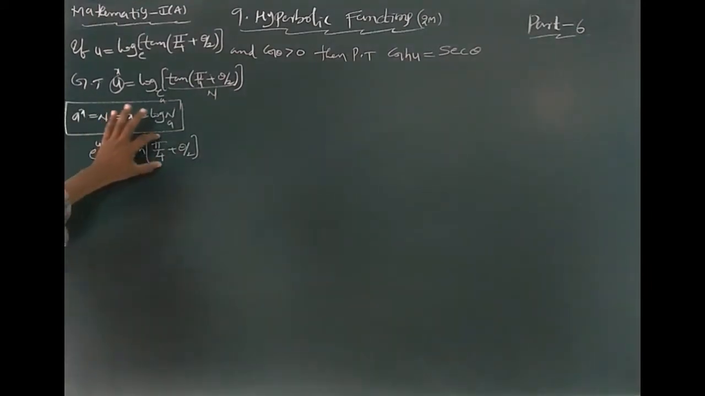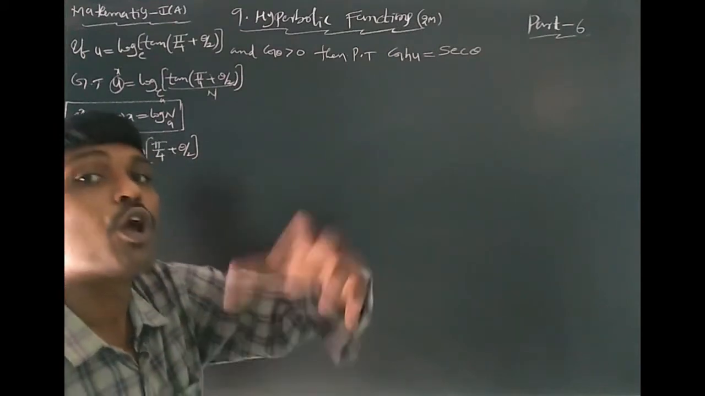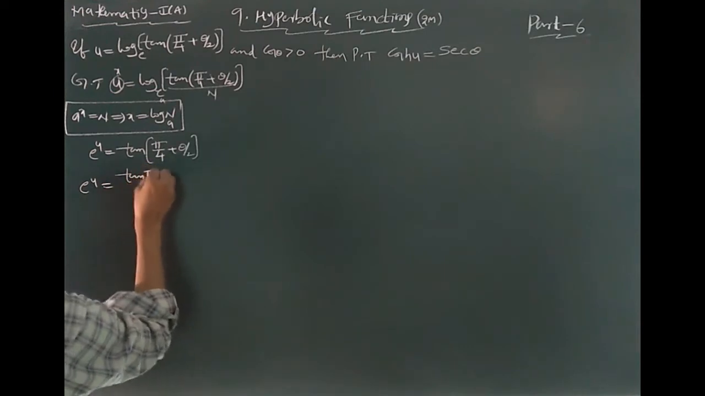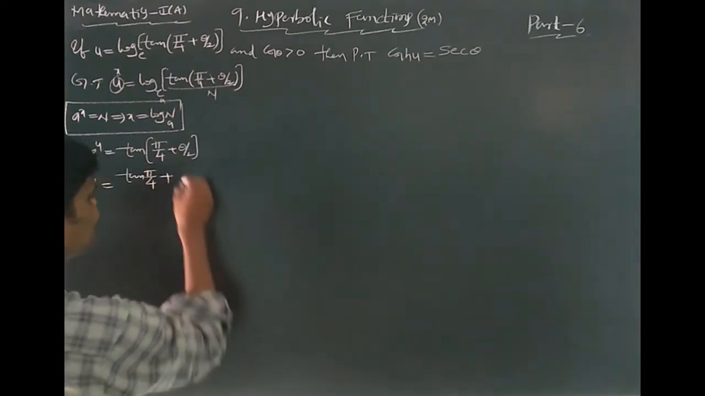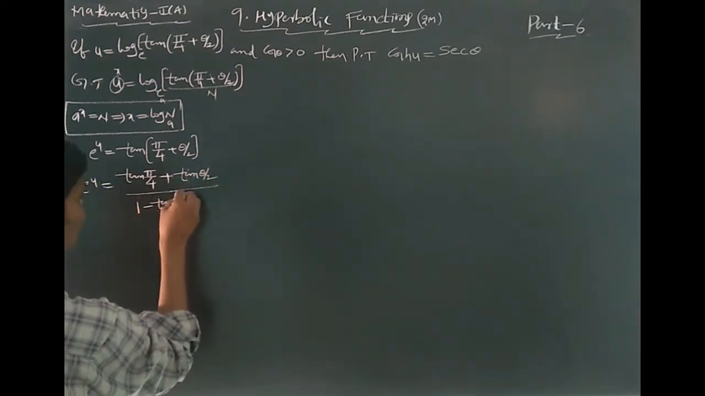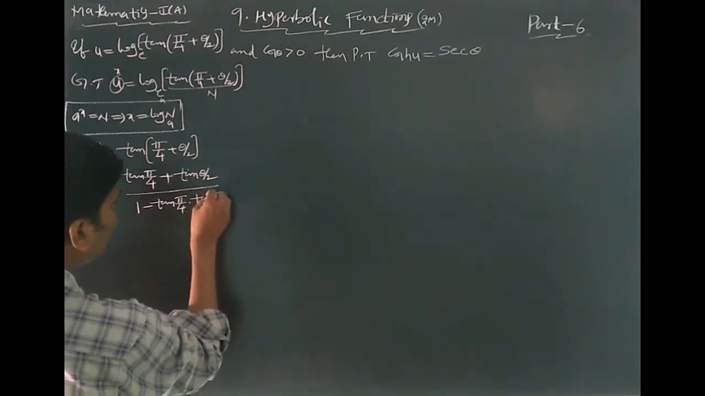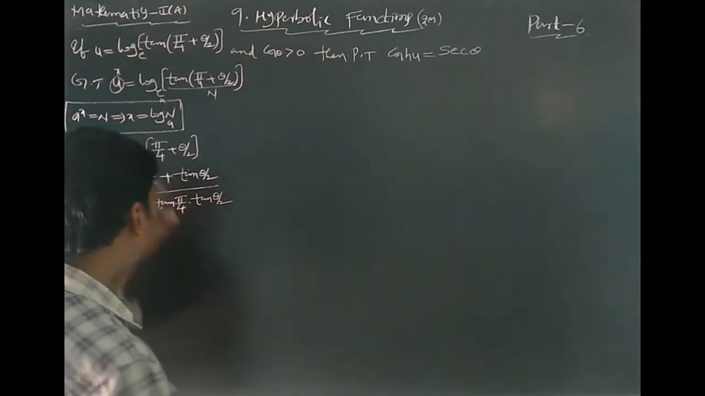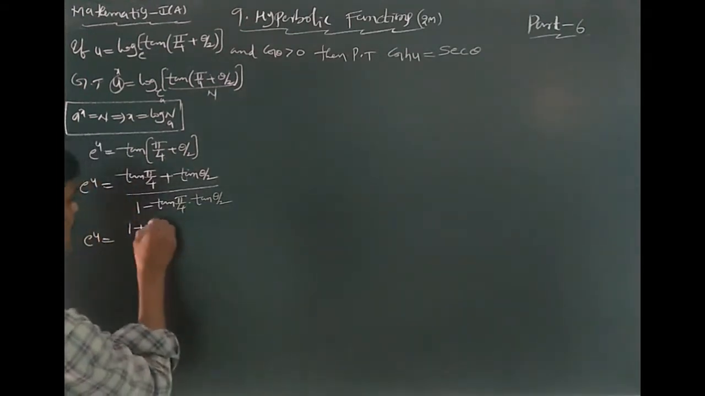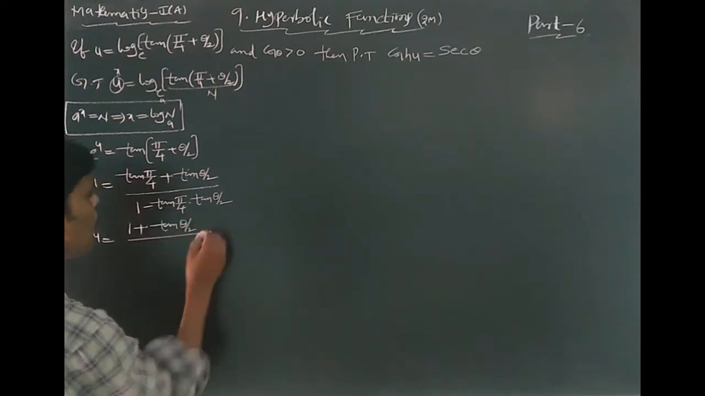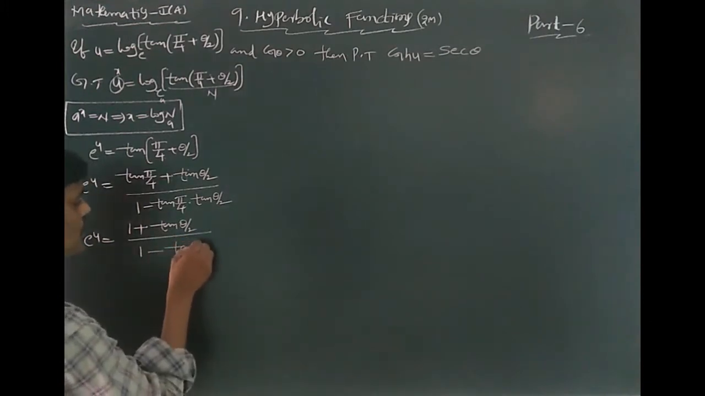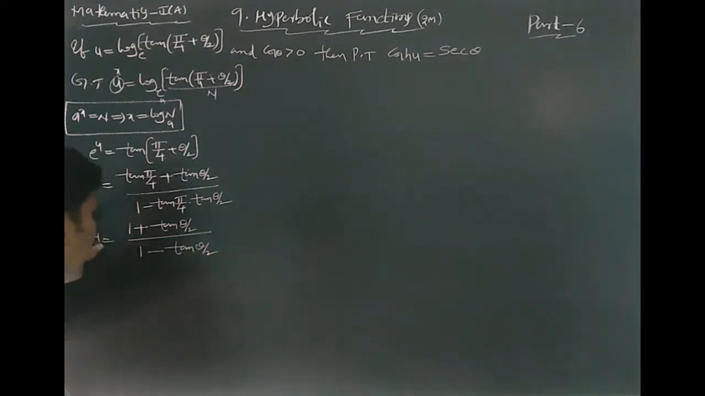After that, tan of pi by 4 plus theta by 2 you can write using the tan addition formula: tan of a plus b equals tan a plus tan b, all by 1 minus tan a into tan b. Here a is pi by 4 and b is theta by 2. What is the value of tan pi by 4? Tan pi by 4 is 1. So it is 1 plus tan theta by 2, all by 1 minus 1 into tan theta by 2. This is the value of e power u.